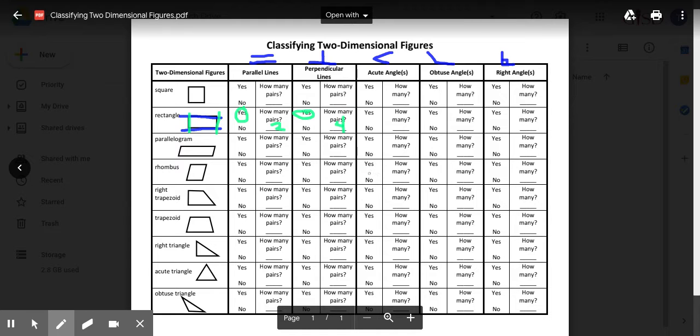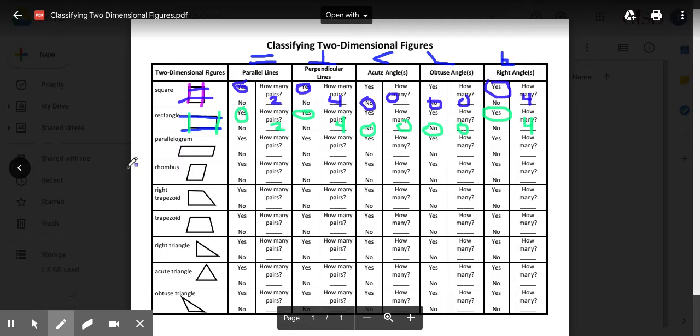Again, just like a square, you know that it has no acute angles because you know a rectangle is made up of four right angles. So your answer is no, and then you would put 0 for the number. Again, obtuse angles, just like a square, it has no obtuse angles. So your answer for this one is no, and then 0. And just like a square, again, it has four right angles. So your answer for this one is yes, and then four right angles.